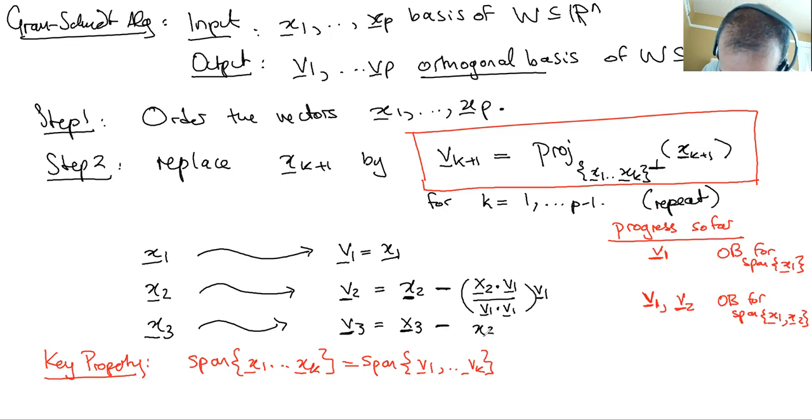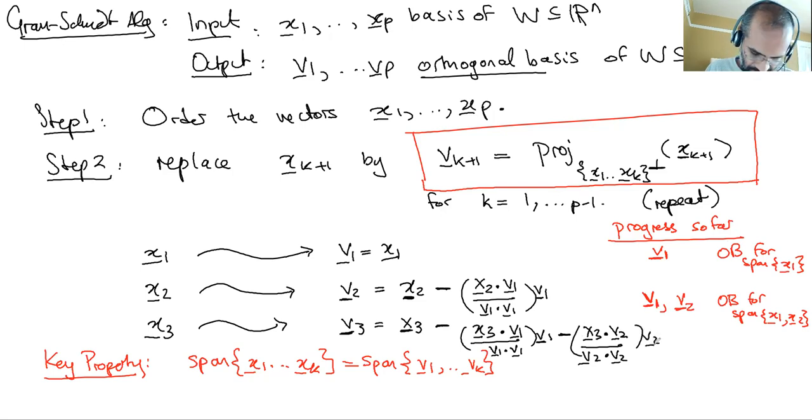So now here you'll get x3 dot v1 over v1 dot v1 times v1 minus x3 dot v2 over v2 dot v2 times v2 and so on. So that's the algorithm. You just project out the redundant part, but the slick part of the algorithm is that because you're building up this orthogonal basis as you're going along, you get to use the nice formula every time. Okay, so you use your partial progress to make further progress. That's sort of the beauty of this algorithm. So that's a description of the algorithm.